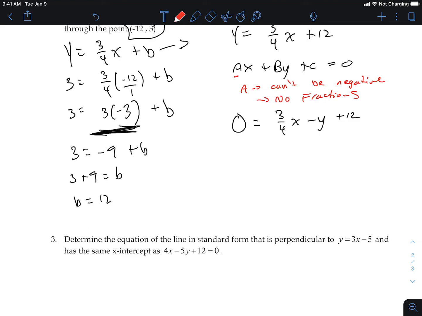Okay, then this is just a formality thing, right? It has to follow a form. It has to follow some rules, right? So no fractions allowed isn't the biggest thing in the world. You guys know how to get rid of fractions. If I multiply this whole thing by 4, it'll get rid of the fraction. Right? 0 equals 3x minus 4y. 12 and 4 should be 48.